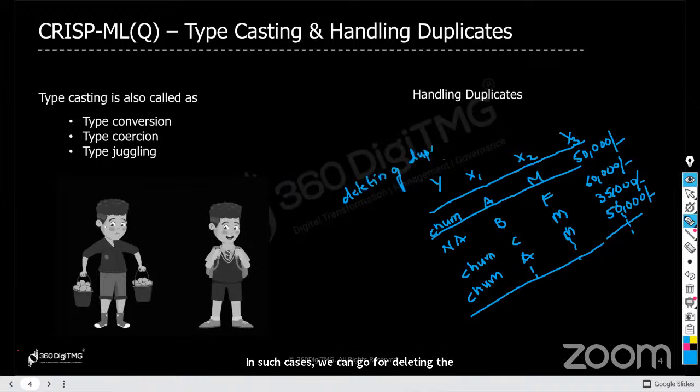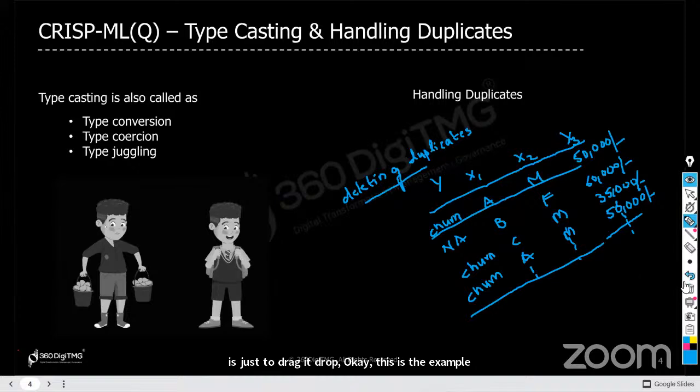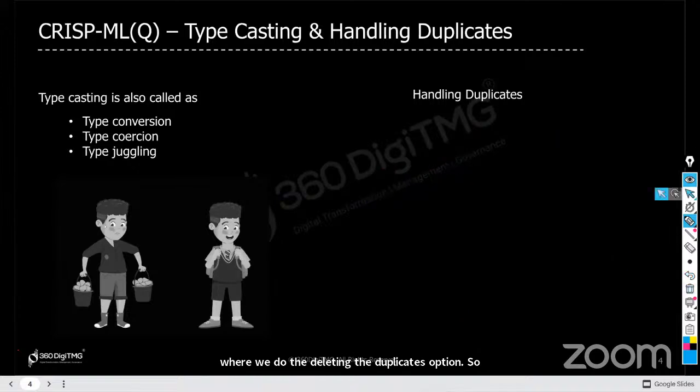I will show each one of the steps how to do it in RapidMiner as well, which is not very problematic. That is just a drag and drop. Single step is present. I'll show that also. Okay, this is the example where we do the deleting the duplicates option. So let's see what is present in the slide.